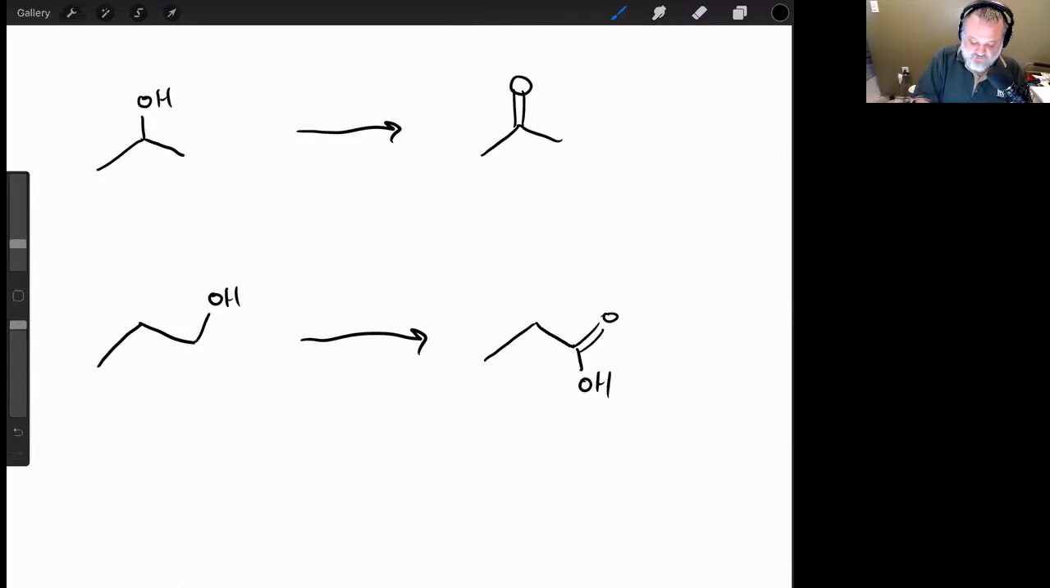So the oxidizing agent that you should kind of keep in mind, and you don't need to know the mechanism for this one, is sodium dichromate. It's in a combination of H2SO4 and water.